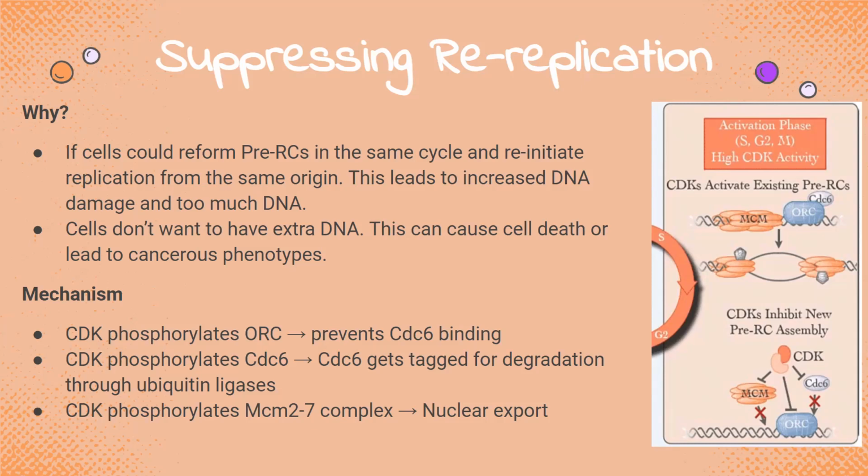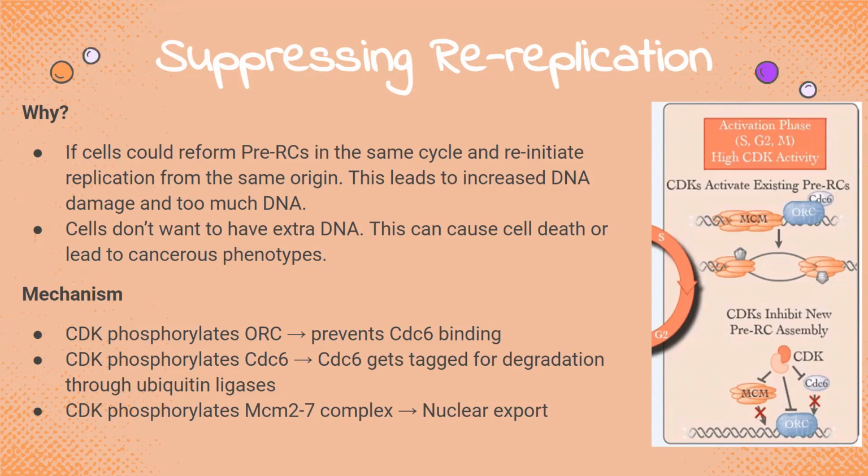So our first mechanism that we have here is CDK phosphorylation of ORC. Just in case you don't remember, ORC is the origin recognition complex. It's a protein. And when CDK phosphorylates ORC, CDC6 binding is prevented. So that phosphate group that we're putting on ORC basically just blocks the binding site for CDC6.